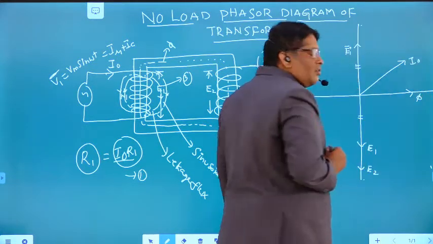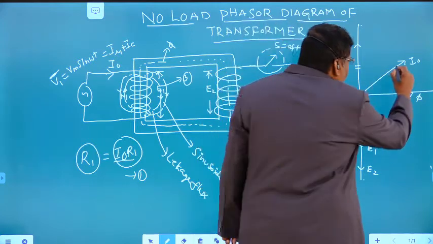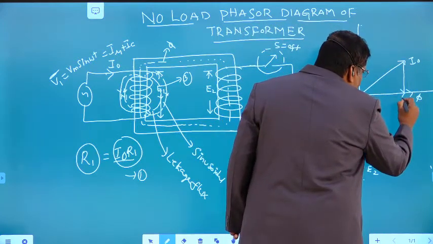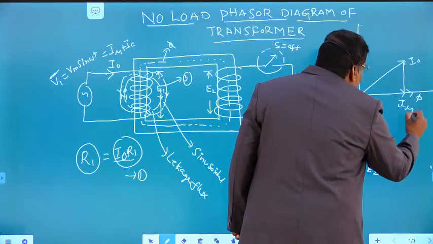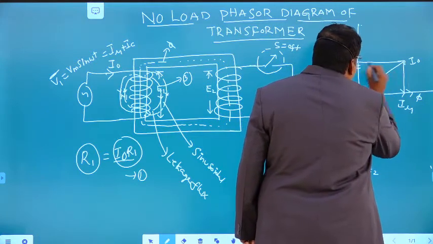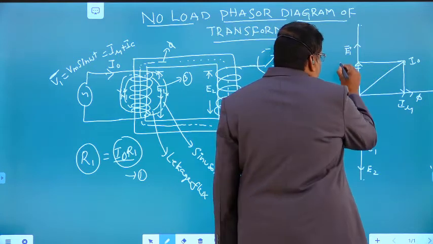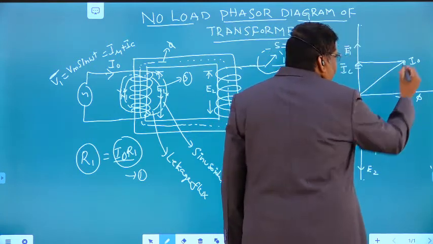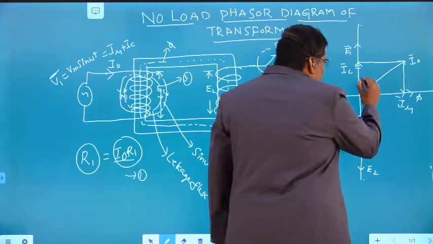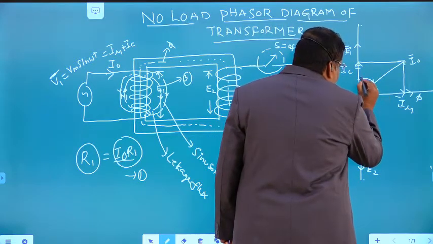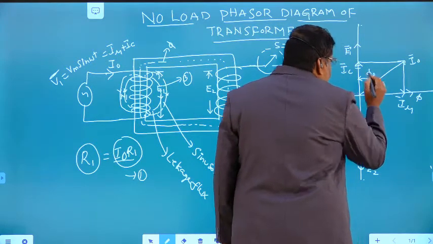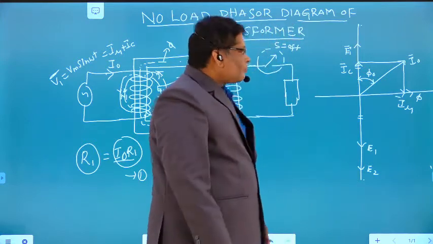This is I0. It has two components. One is the magnetizing current. Another one is the core loss current. These two are in phase quadrature. Now, this angle is nothing but phi naught.